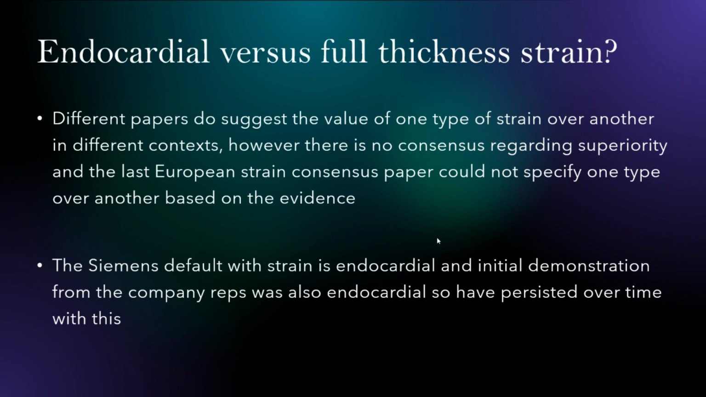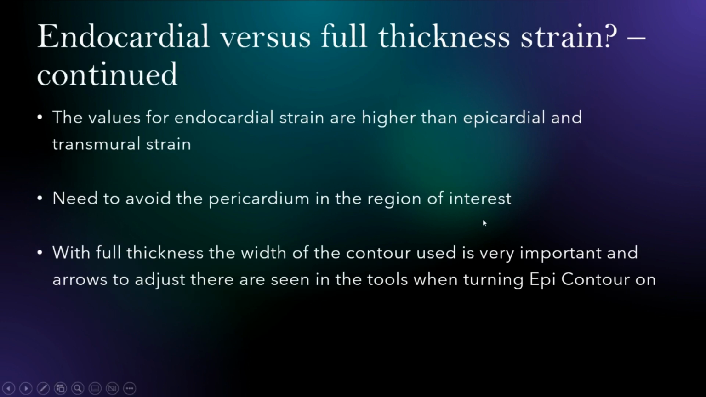Another element of this is there are different papers out there talking about different types of strain in different contexts, some talking about some being more useful in different scenarios, and I think we're going to see more and more papers coming out over time that will talk about different strains and different values and what they actually mean. Part of the difference also relates to the fibre orientation between the endocardium and the epicardium. The Siemens default is to have the endocardial strain on, and the initial demonstration for the reps was endocardial, so basically I persisted with that over time. As I said before, the values are different.